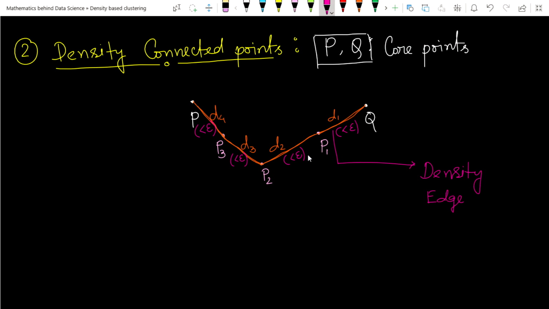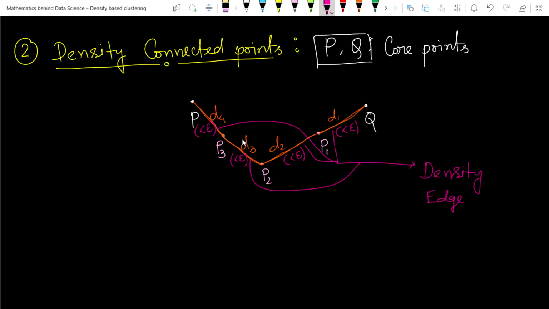These are the density edge. Similarly here also it is a density edge. Similarly here also it is a density edge. Similarly this one is also a density edge. If these things happen, then this is called the density edge.